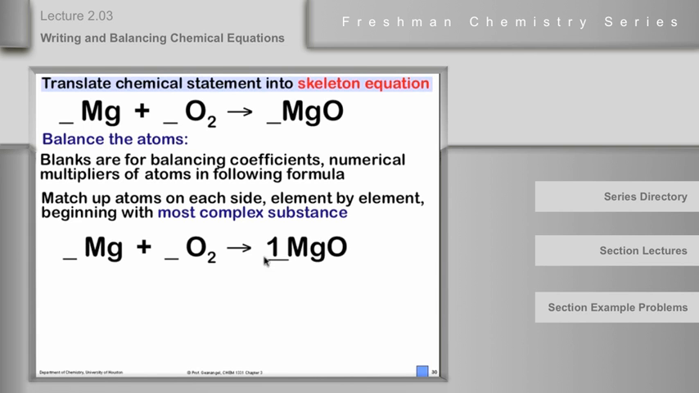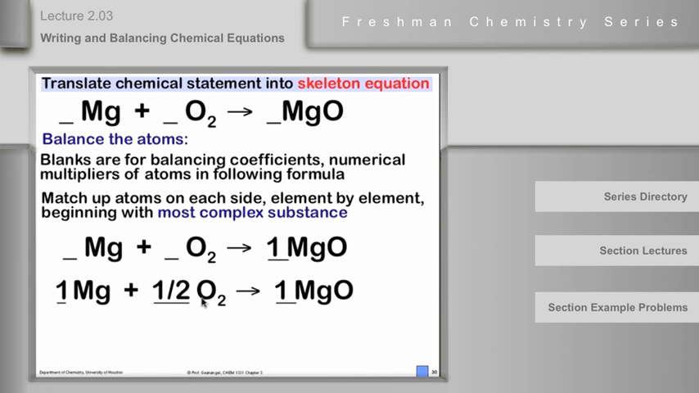It's pretty trivial here. We put a 1 right there. And that means that if there's one magnesium oxide product, there must be one magnesium on the left and one oxygen on the left as a reactant. Okay? So in order to get one magnesium, we just put a 1 in there.